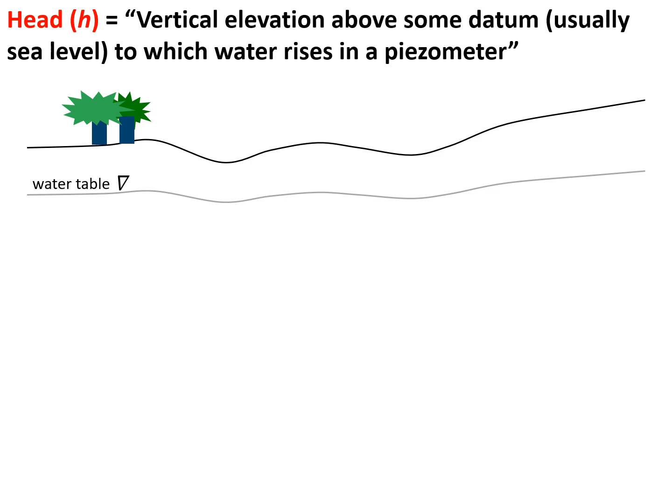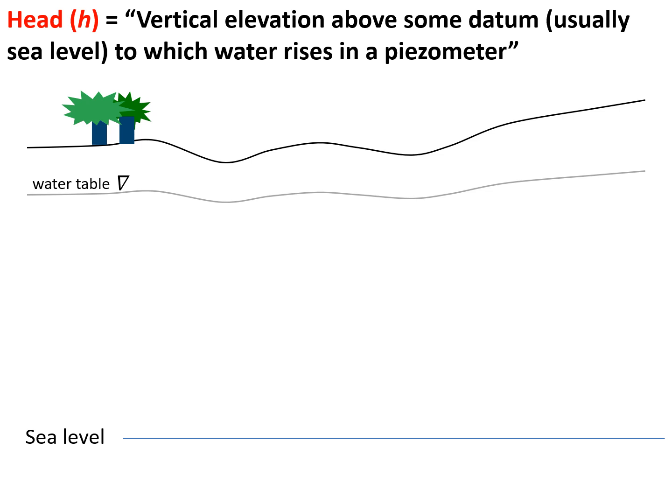Head is defined as the elevation to which water rises in a piezometer, measured relative to some horizontal datum elevation. Often we choose sea level as the datum elevation, but we don't have to. As long as all measurements in an area are made from the same datum, we can use heads to calculate the direction and velocity of groundwater flow.